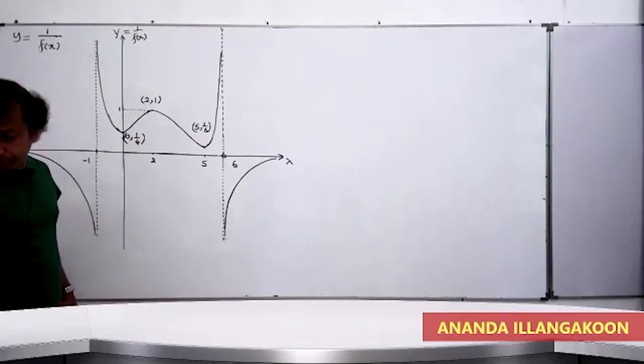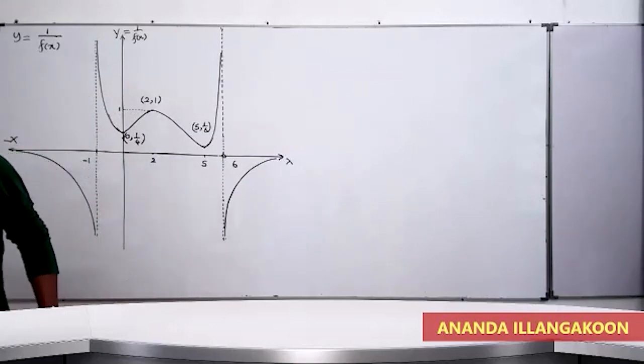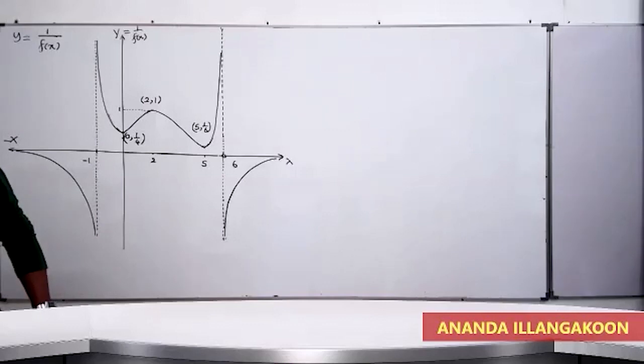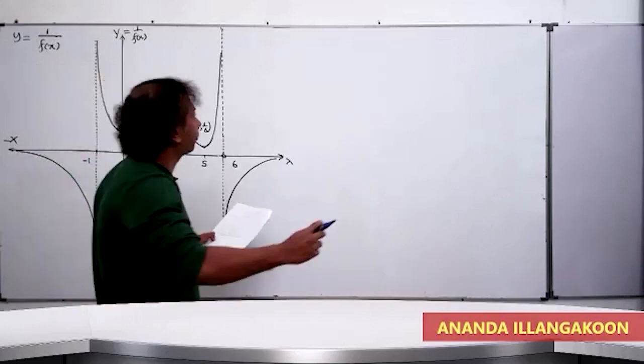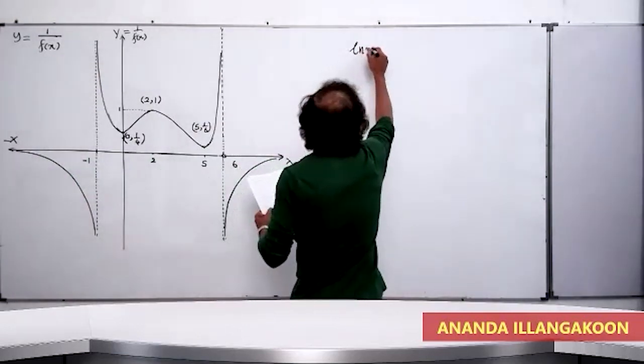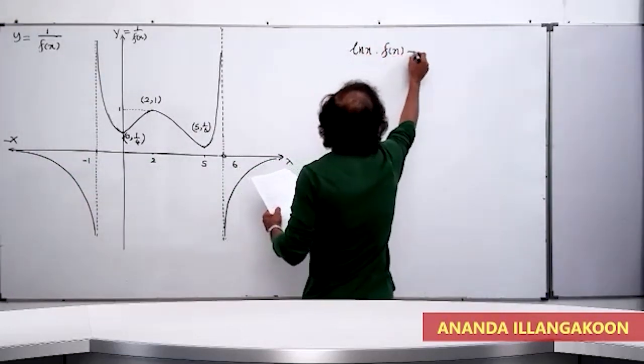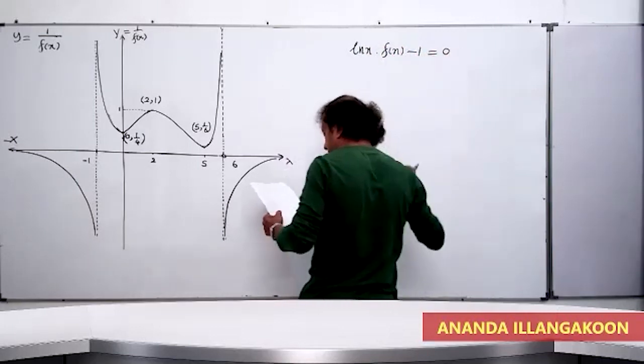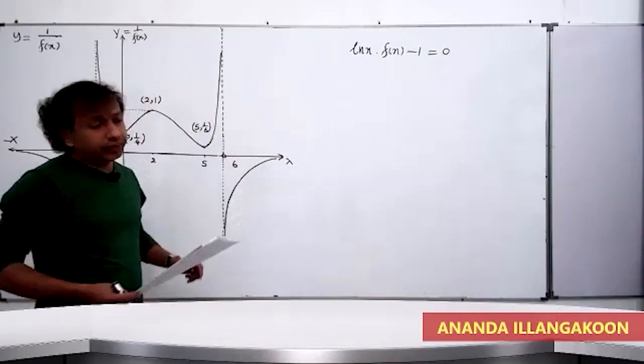Okay. Ask another part. Hence find the number of roots of the equation ln x f(x) minus 1 equals 0. Using this graph, you have to find that.